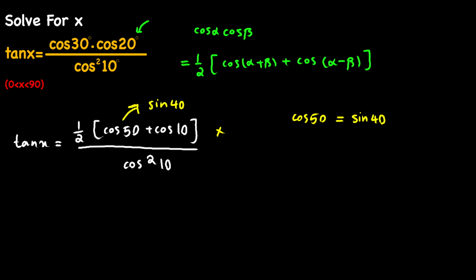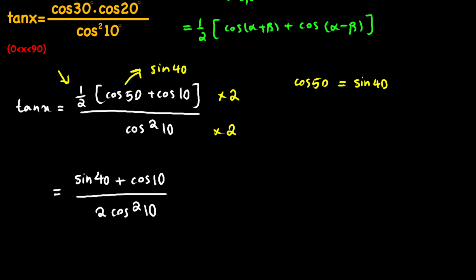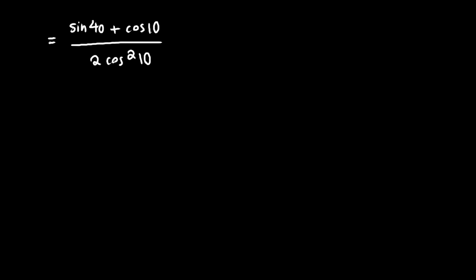And let's multiply both the top and the bottom by 2 to get rid of this fraction. So this should equal sine of 40 degrees plus cosine of 10 degrees divided by 2 times cosine squared of 10. Next, let's go ahead and apply the double angle identity for sine.